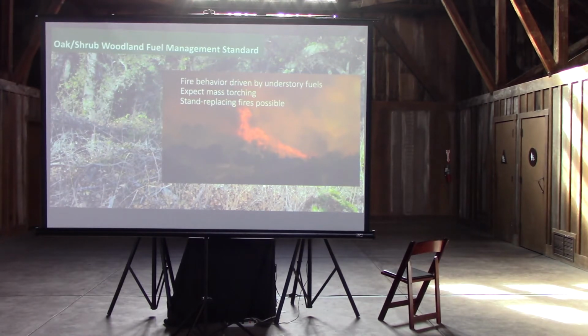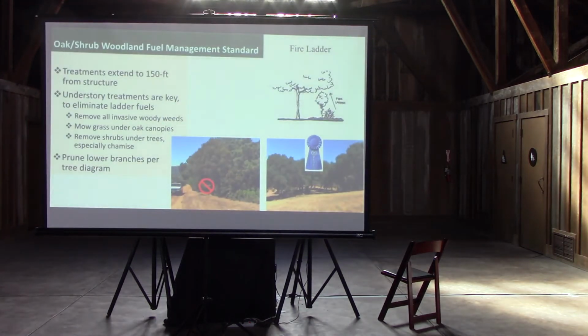and the trees will resprout, but it'll take decades for them to do that. Whereas if you were able to take the understory out, then it would be much less damaging to the trees that you like. So the treatments on this go out for 100 feet from the structure, and you would apply the pruning standards for the trees if the branches are too low, but we really focus on removal of the shrubs underneath, and to remove those ladder trees.